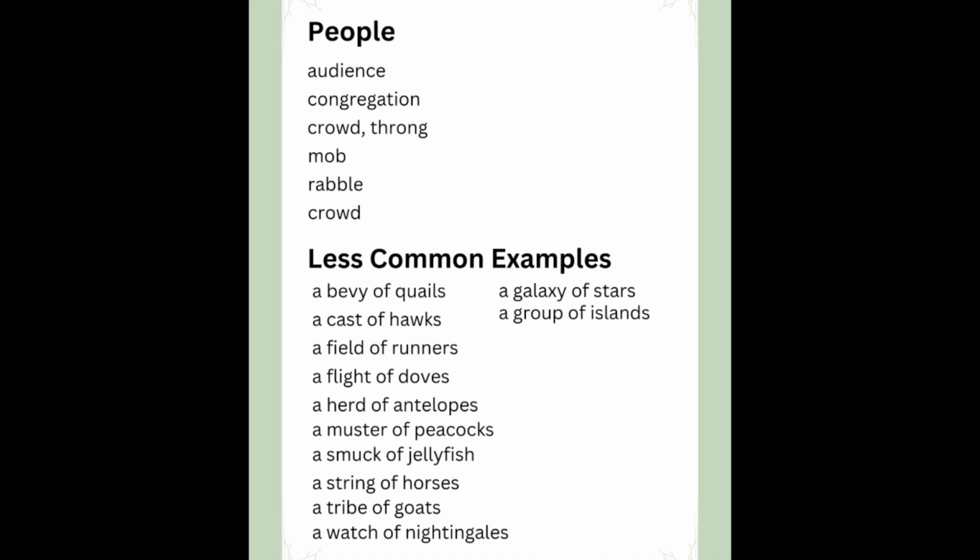People in a riot, we call it mob. In a rowdy scene, we call it rabble. At a sporting event, we call it crowd or fans. Let's move to the less common examples.